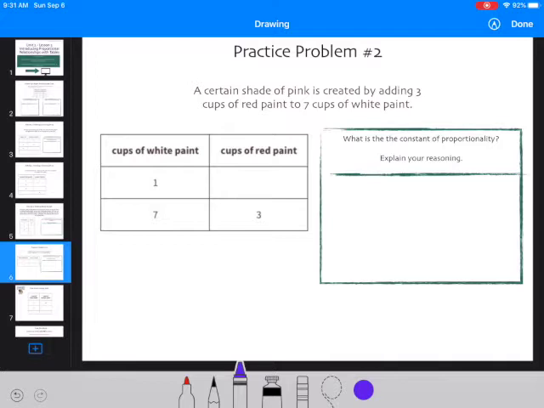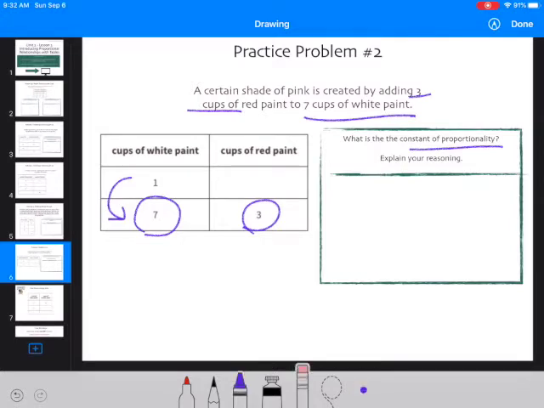So practice problem 2. A certain shade of pink is created by adding 3 cups of red paint and 7 cups of white paint. So that's your red and that's your white. So they want to know what the constant of proportionality is. So constant of proportionality is how much it is for 1. So I have to figure out how much it is for 1.